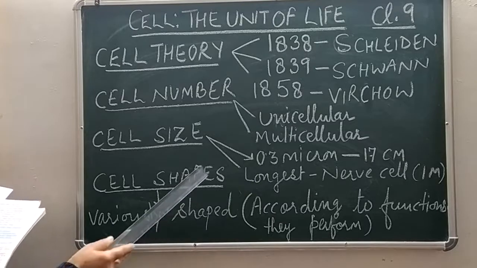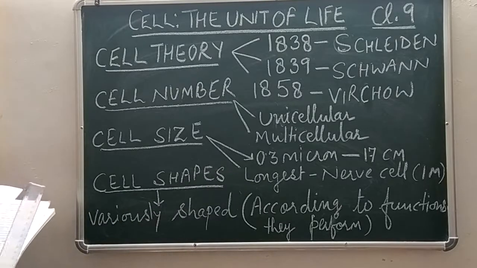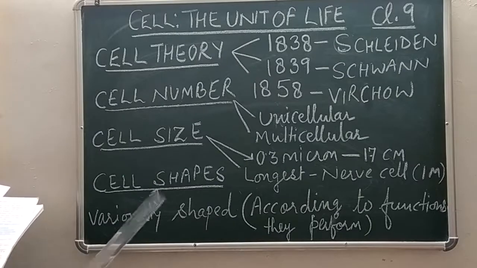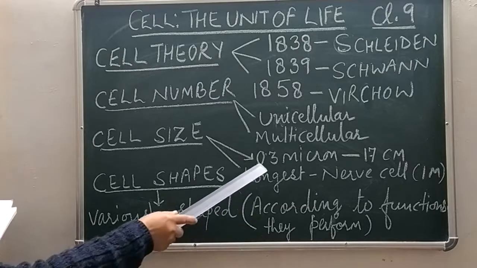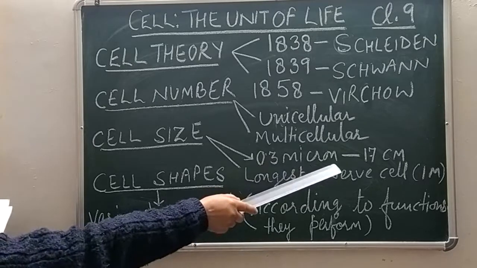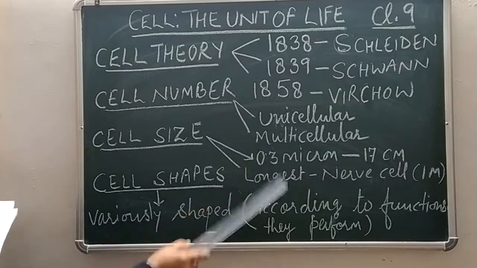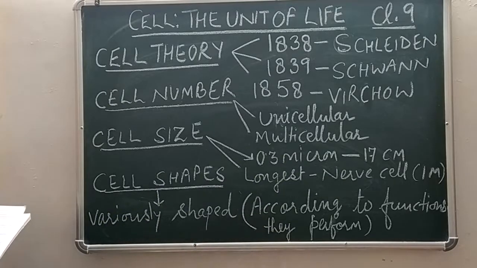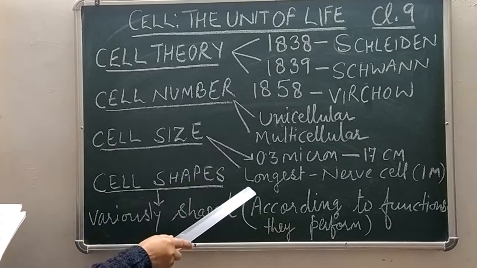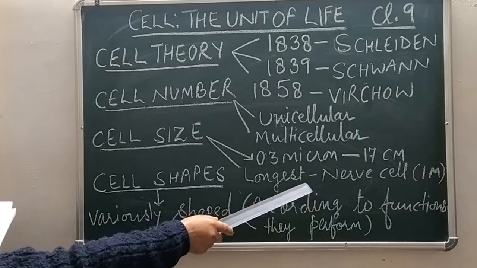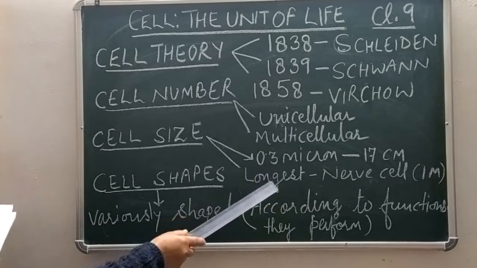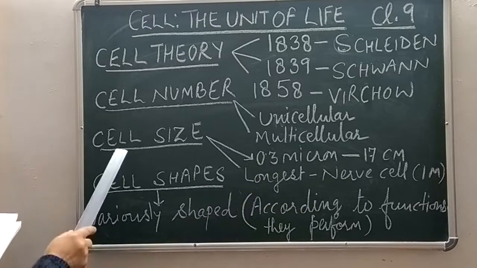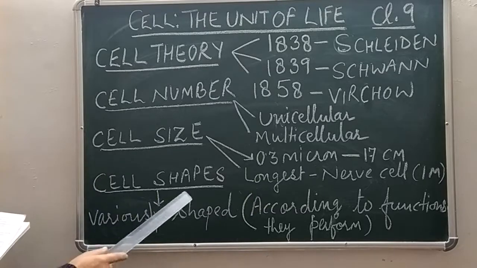And the largest cell is the egg of ostrich. Ostrich is a bird, you all know. So the egg of ostrich is the largest cell. The smallest is the bacterium cell and the largest is the egg of ostrich, which is 17 centimeter across. The longest cell is the nerve cell, and a nerve cell may be 1 meter long. So smallest, largest and longest. Coming to the next point, that is cell shape.